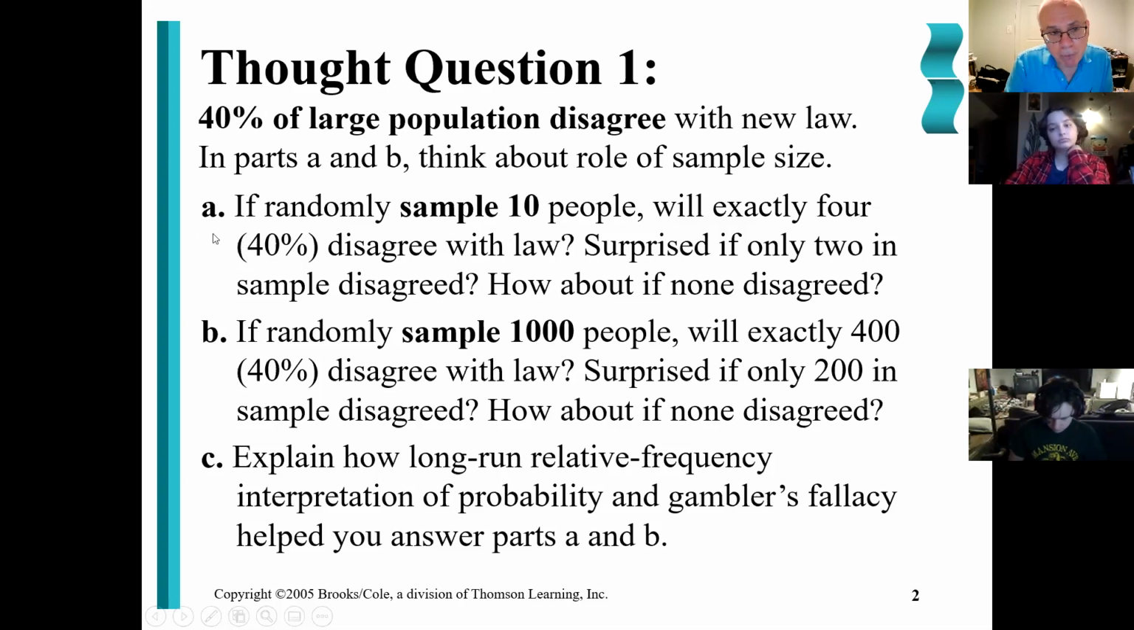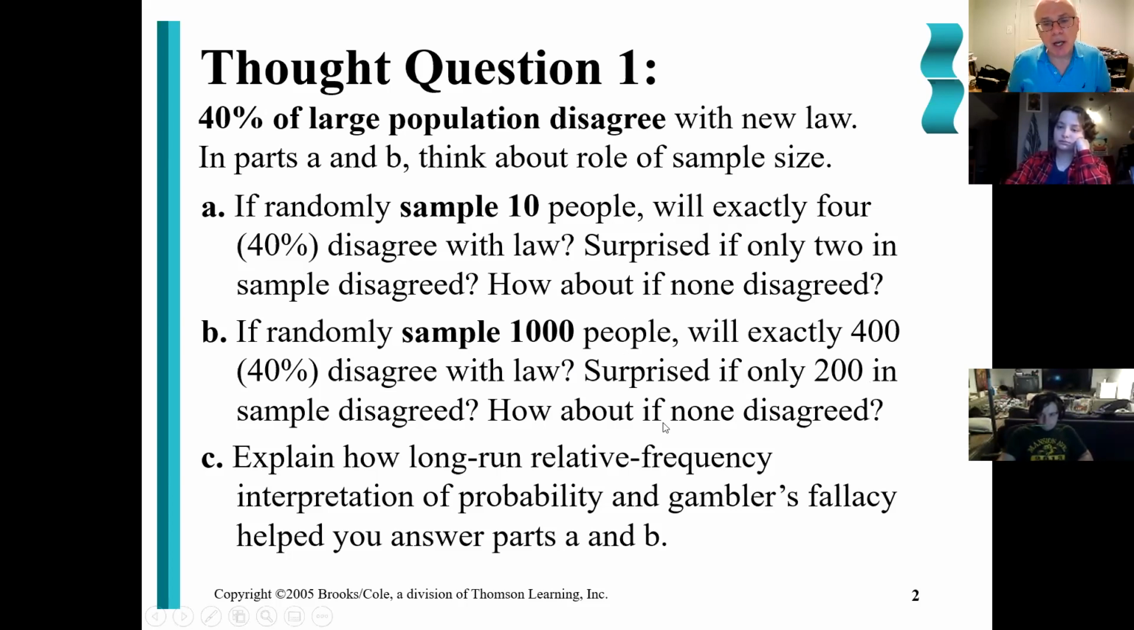So which one of these questions, A or B, deals with the long-run relative frequency interpretation? B. Yeah. The larger the sample, or the number of repetitions of an experiment, the closer your relative frequency is going to be to the actual population value. So if the population value is 40%, then we would expect a larger sample to give us a proportion that's pretty close, right? A good chance it's going to be pretty close to that 40%. Now, how close depends on how big the sample is.